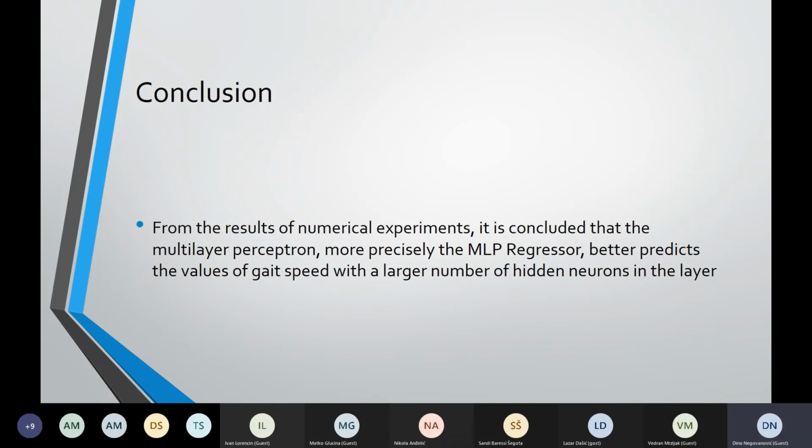From the results of the numerical experiment, it is concluded that the multi-layer perceptron, more precisely the MLP regressor, better predicts the value of gait speed with a larger number of hidden neurons in the layers. Likewise, a greater number of hidden neurons results in a longer neural network training time and reduced error in predicting gait speed values. Potential points for future work are additional optimization of the hyperparameters and the possibility of predicting walking speed for a specific volunteer.